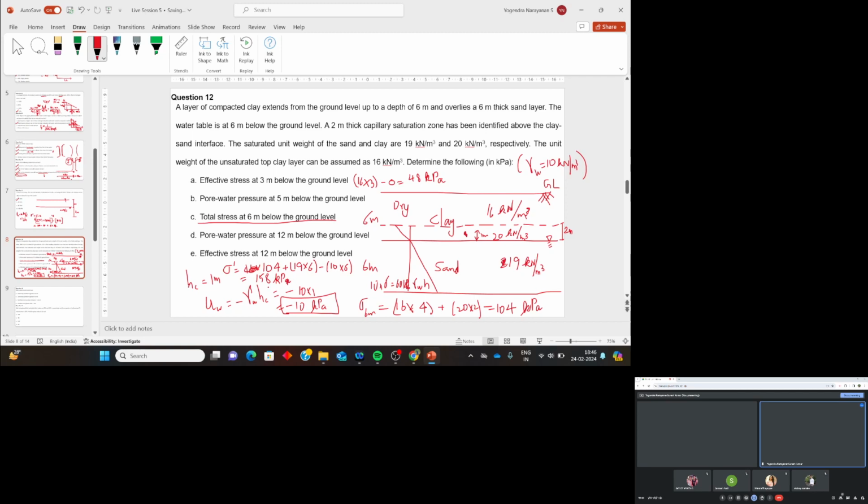So will we deduct capillarized water? No. See, you are calculating pore pressure at this point at 12 meters. At this point, the pore pressure will be only positive. This negative we will not be considering, because it already becomes 0 at the water table, and then it is increasing. This increment in water pressure only will be experienced by the soil at 12 meters.